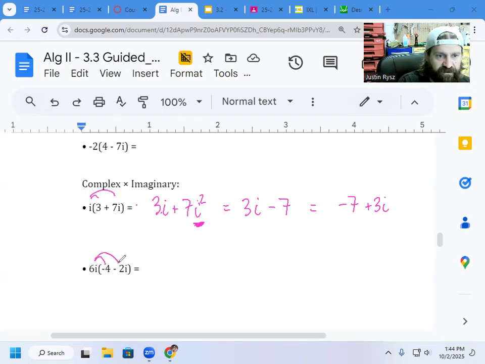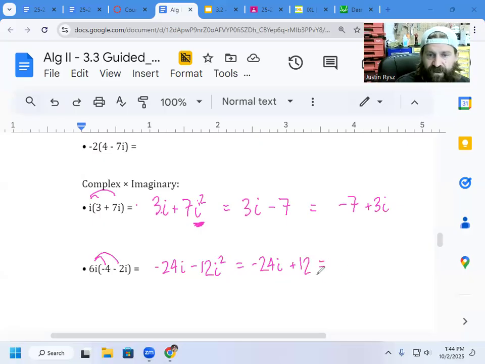You see on the next one here, we're going to distribute the 6i. So we get a -24i minus 12i squared. So the -24i hangs out here. The -12i squared, remember, i squared is -1. So I'm going to turn this into a positive 12. Now it's a real. So we're going to go ahead and take our 12 and put that first. That's the real number. And then put a -24i.